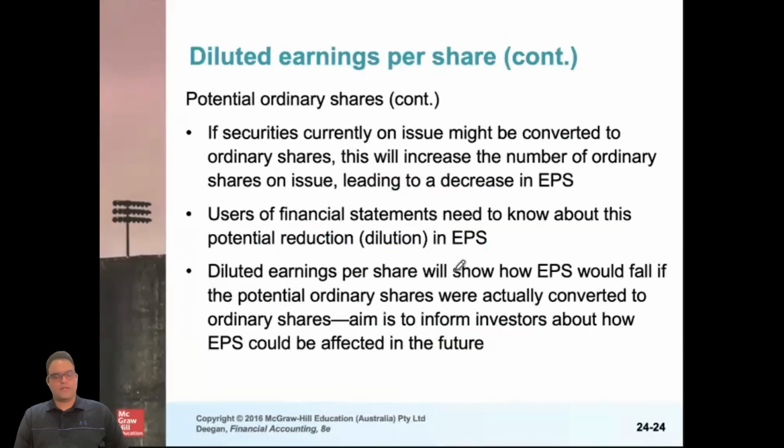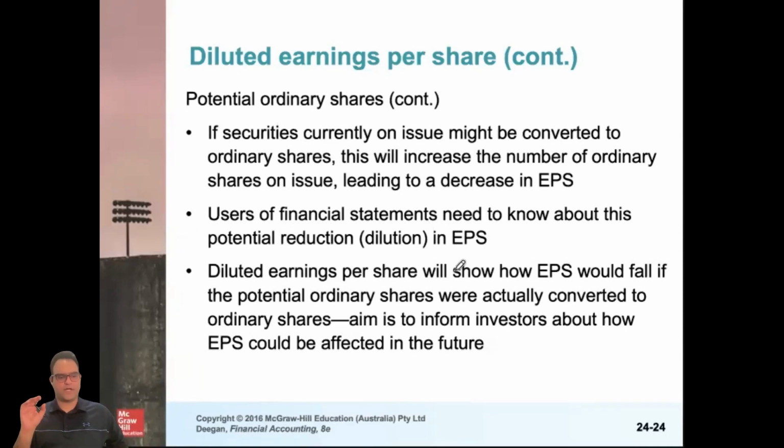Now, in this slide, they discuss how diluted earnings per share shows how the EPS will fall if the potential ordinary shares were actually converted into ordinary shares. The figure given in every profit and loss account is to show you that if the shareholder who holds the potential shares exercises them, it will affect the EPS and reduce its value. Why? Because the denominator of the shares gets bigger.